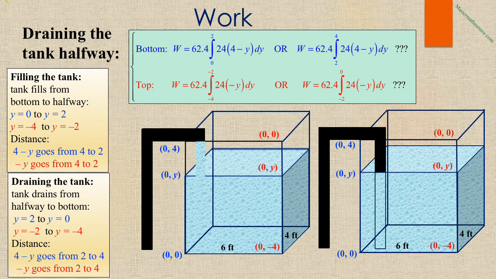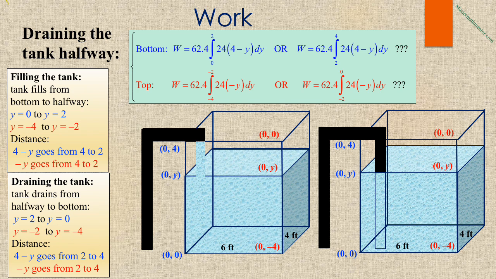We put the same hose into the tank draining, but now it is attached to a pump. It is important to realize that before the pump is turned on, the water rises in the hose to the level it is in the tank. So the tank drains from y equals 2 to y equals 0, or y equals negative 2 to y equals negative 4. In either case, the distance that the water in the hose travels to the top is from 2 to 4.